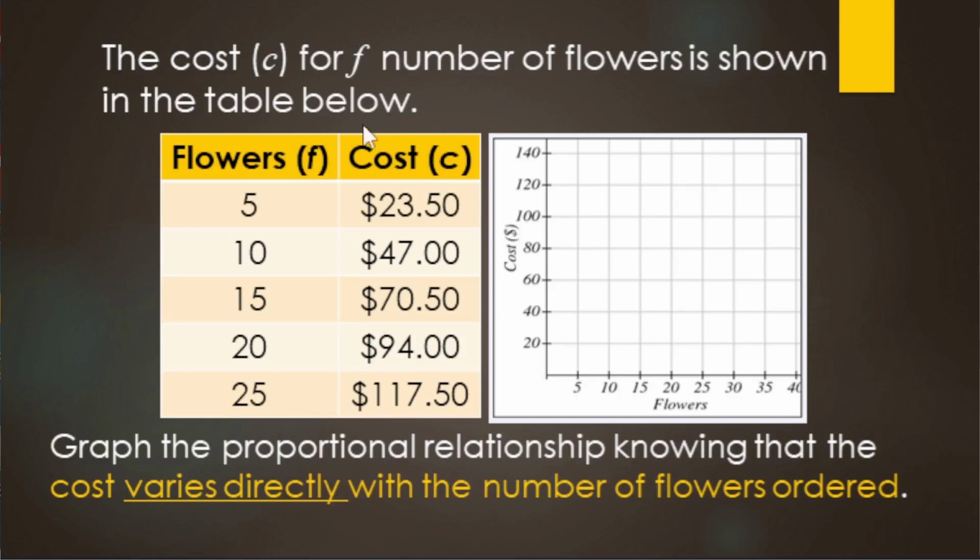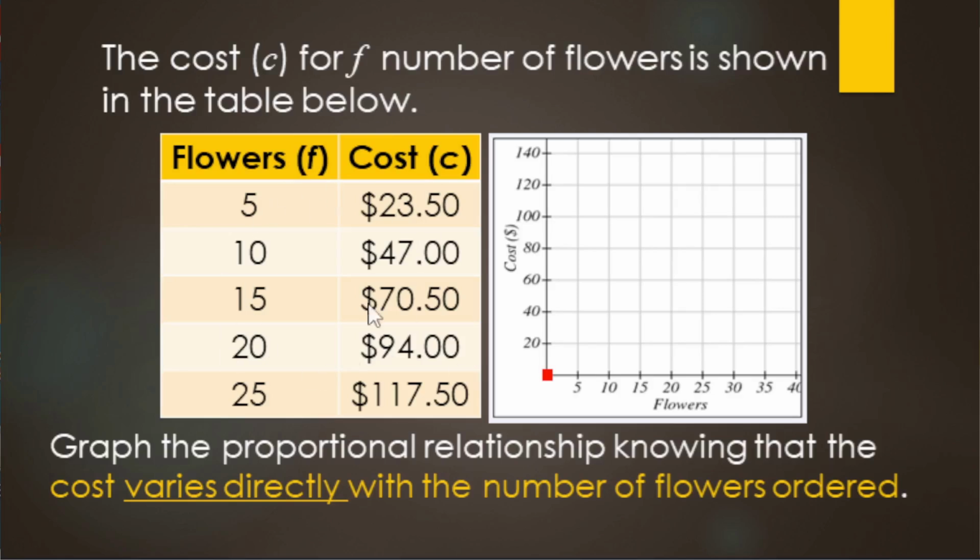So here we go. The cost C for F number of flowers is shown in the table below. We're going to go ahead and graph this relationship, and we do know that it's going to vary directly. It says so right there, but in this case, we can infer that it's a direct variation because 0 flowers will cost $0. So here we go, 0 flowers, $0. That makes sense with the scenario. Now, if you had to buy a vase with it or something like that, that might be a different story and a different type of relationship.